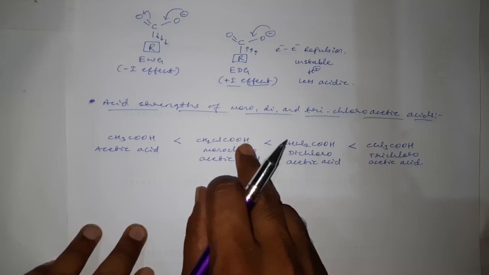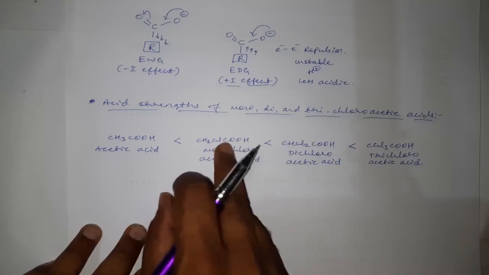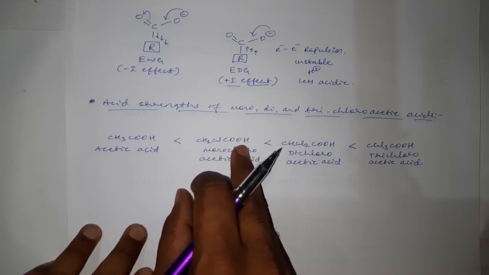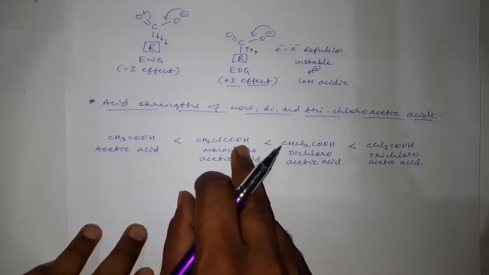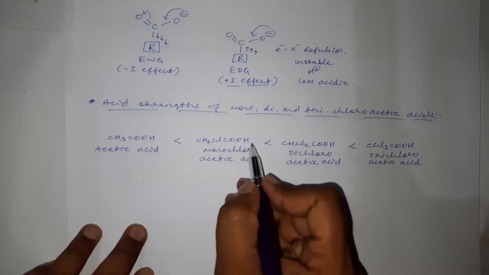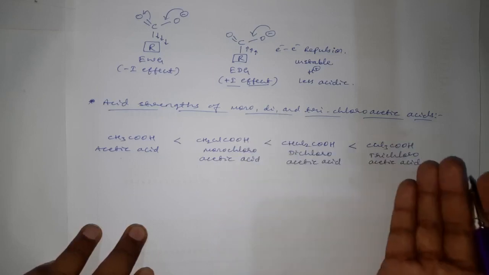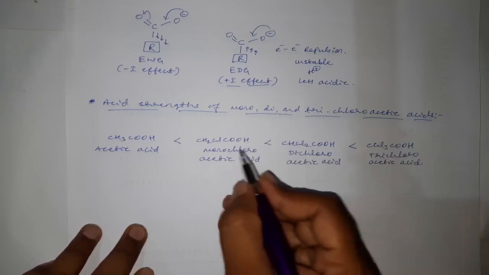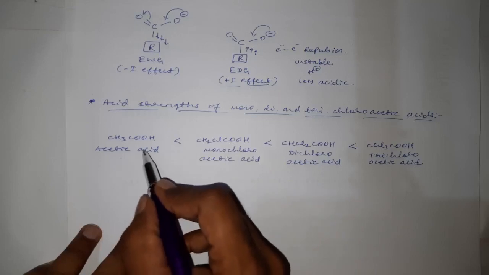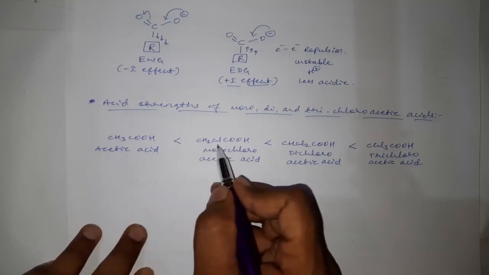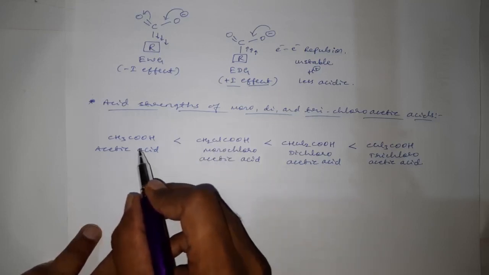withdrawn more strongly towards the oxygen of the OH bond, and because of this reason we can say the chlorine makes the release of H plus ion here more easy. Okay, and therefore this is more acidic as compared to just acetic acid. Monochloroacetic acid is more acidic than acetic acid.